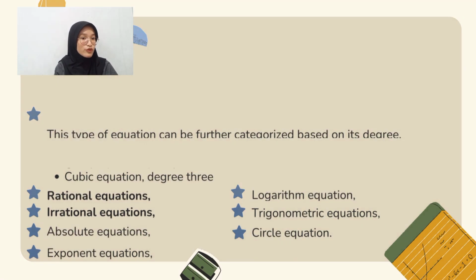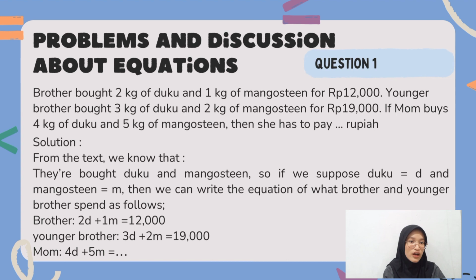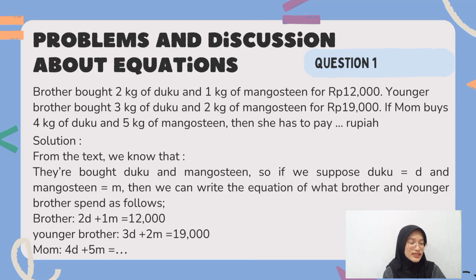Now, we move to the second part of equation. It's problem and discussion about equation. Brother bought 2 kilo of duku and 1 kilo of mangosteen for 12,000 rupiah. Younger brother bought 3 kilo of duku and 2 kilo of mangosteen for 19,000 rupiah.